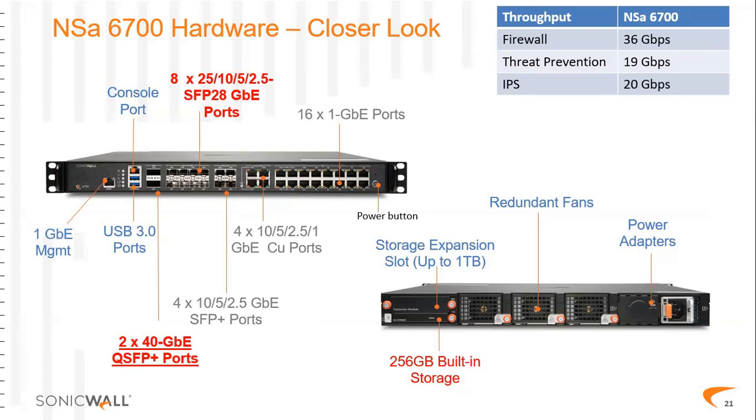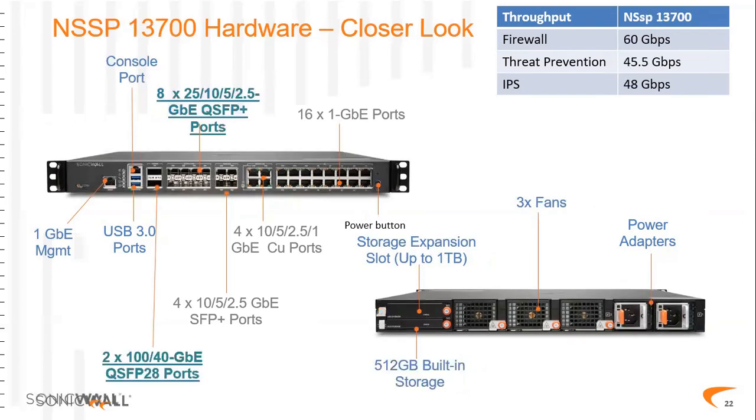They have up to 1 TB of storage expansion. And this one, of course, the built-in storage is higher than the previous one. They have 256 GB, and also the redundant fan and power adapter. Their firewall throughput is up to 36, the threat prevention up to 19, and the IPS is up to 20.